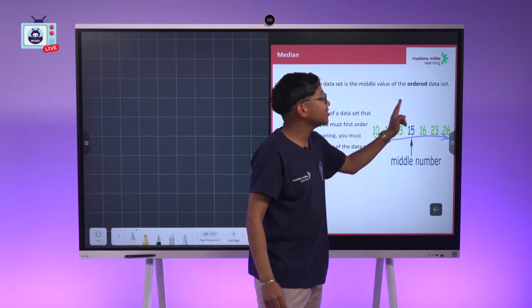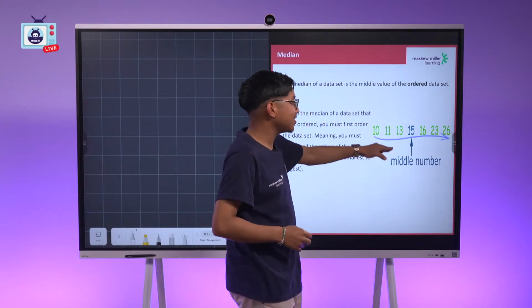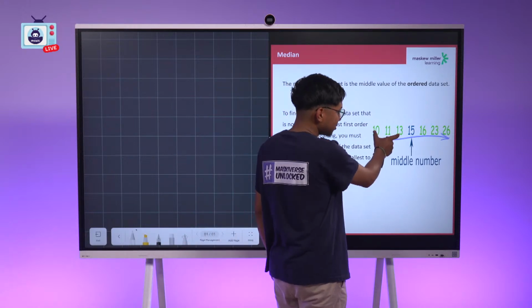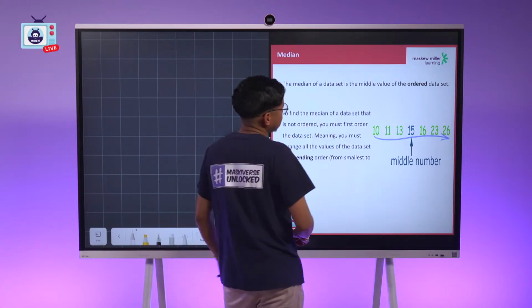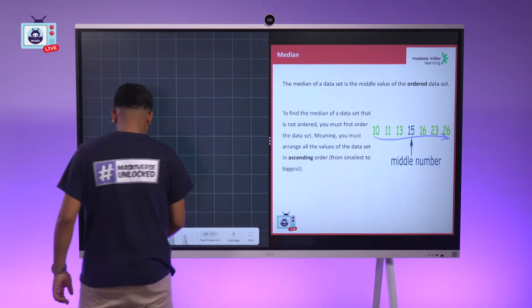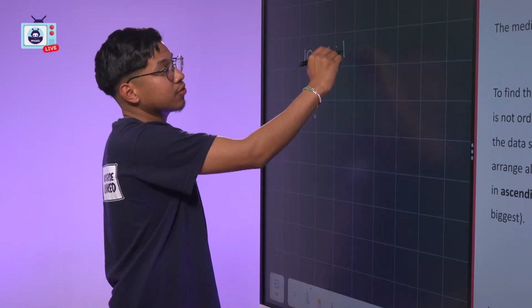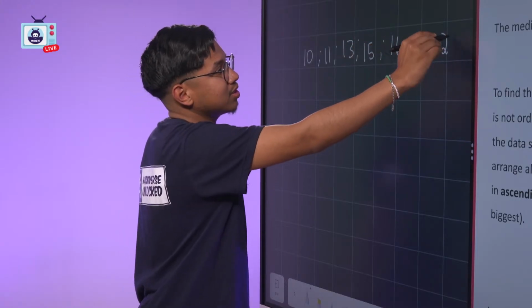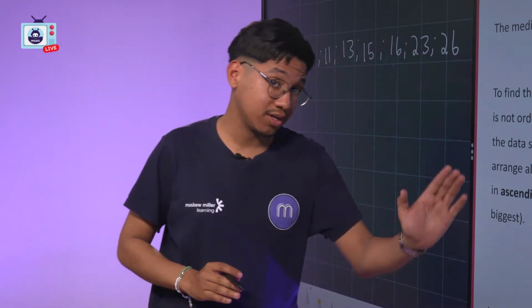Let's go back here quickly. So here, 1, 2, 3, 4, 5, 6, 7. 7 is an odd number or uneven. And because there's an odd number, I can just identify the middle term easily, right? It is obviously 15 because I have 3 numbers on the left and 3 numbers on the right. So it's easy to identify my median in that case. So I'm going to rewrite this information here. So I have 10, I have 11, 13, 15, 16, 23, and 26. So again, my middle term is 15 because I have an odd data set.